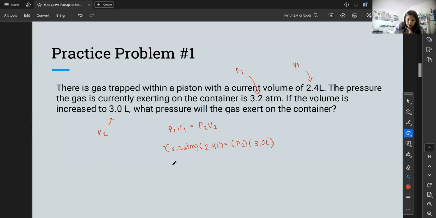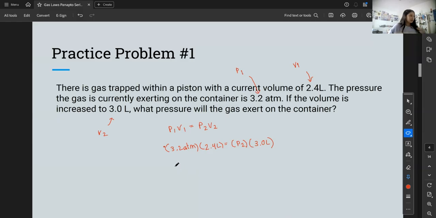And just to clarify, the reason that the gas is exerting pressure on the container is because the molecules in the gas are knocking around, knocking into each other, and knocking on the container. So pressure is applying force to the interior of the container. So now we can just algebraically work on this equation.